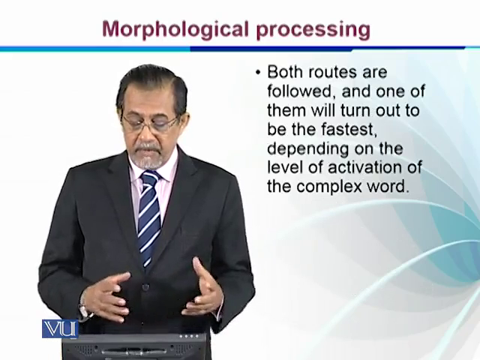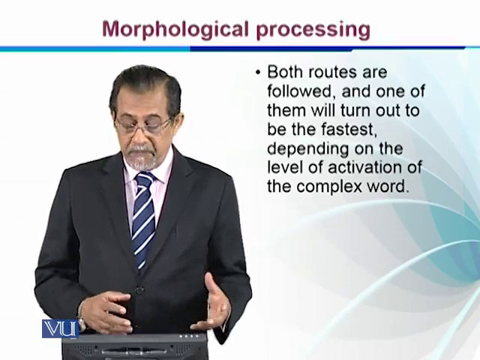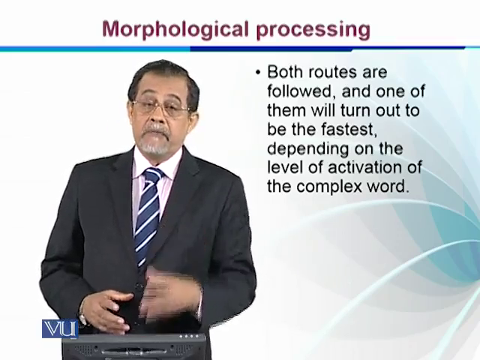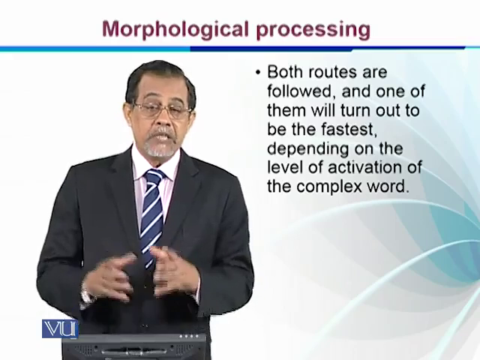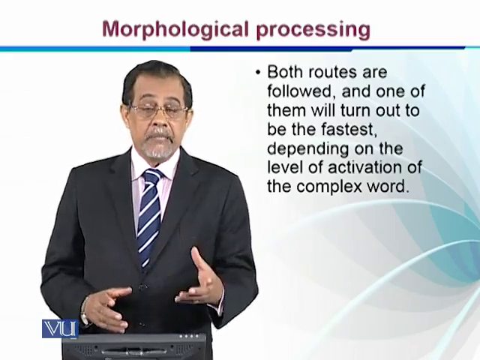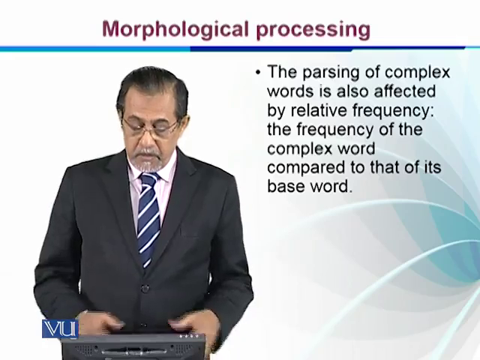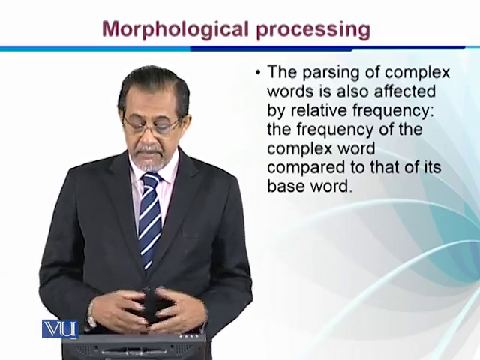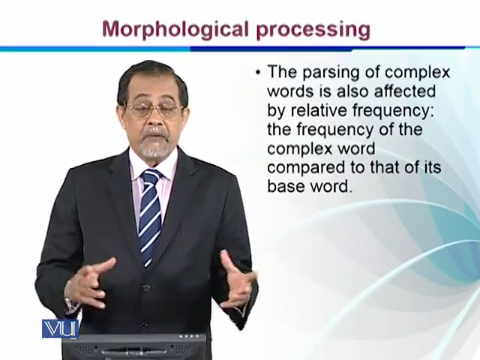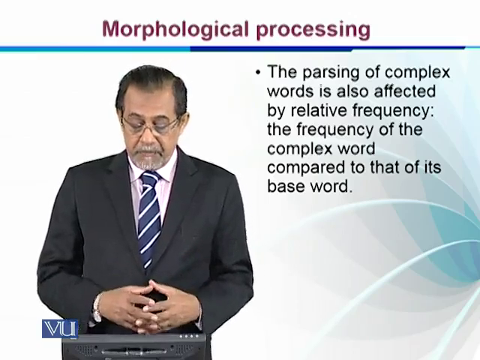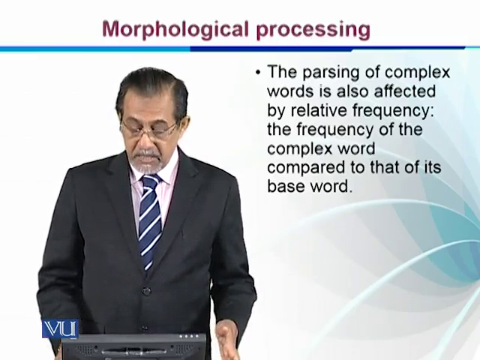Both routes are followed and one of them will turn out to be the fastest depending on the level of activation of the complex word. So if the word is passive, obviously the indirect route will work, we will parse it. But if the word is well stored, the direct route will work because it's stored and we will directly reach that word. The parsing of a complex word is also affected by relative frequency. Obviously, if the word is familiar to us, it will affect the relative frequency: the frequency of the complex word compared to that of its base word.